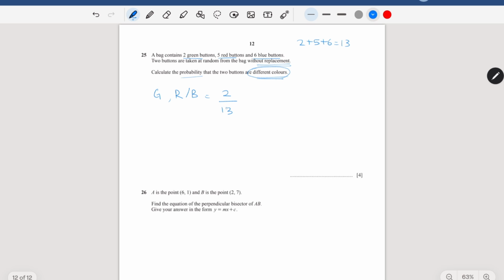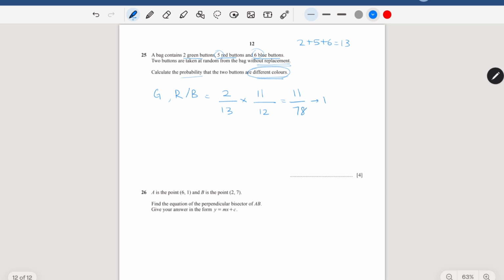Okay, then the second time when you want to take the button, it can be either red or blue. So red you have 5, blue you have 6. So 11 out of, is it 13? No, it's 12. Because in the first case you already took out one green button. So in the second case there are only 12 buttons left. Okay, so 2 over 13 times 11 over 12 equals 11 over 78. Okay, this is the first case.